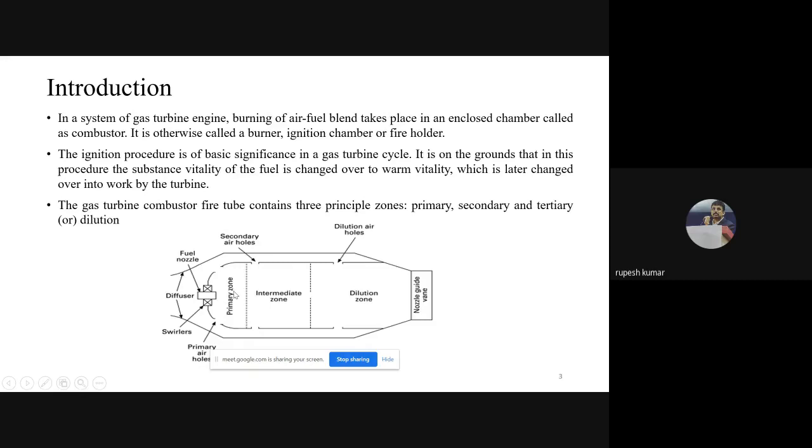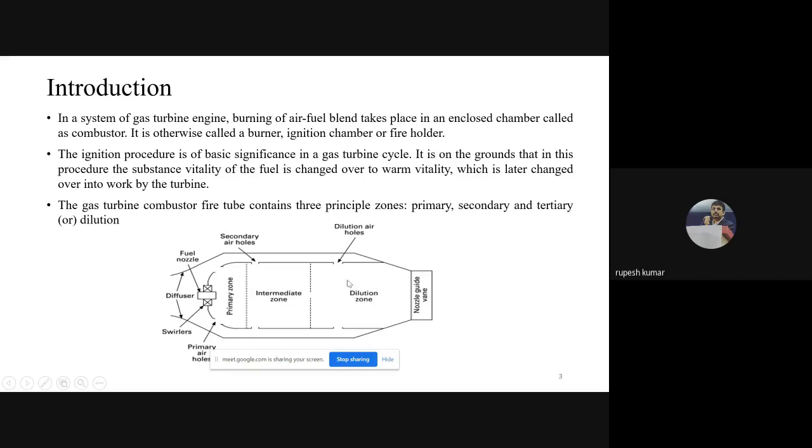Then the combustion starts, that is, the flame gets ignited, and the flame starts to travel along the combustion length. In the intermediate zone, the secondary zone, we have holes of different diameters. The air coming inside through these secondary holes may sustain the flame, that is, it is used for flame stabilization. And in the dilution zone, we again have some holes of different diameters, different from the secondary and primary hole diameters. And this dilution is used for cooling the flame.